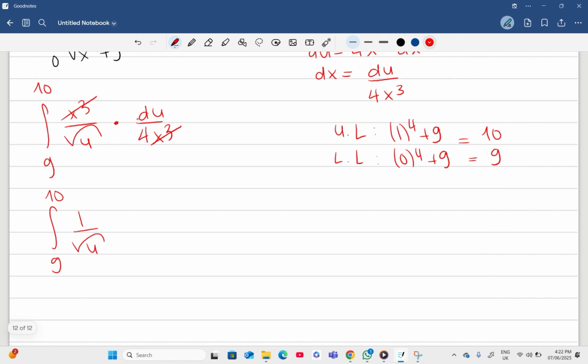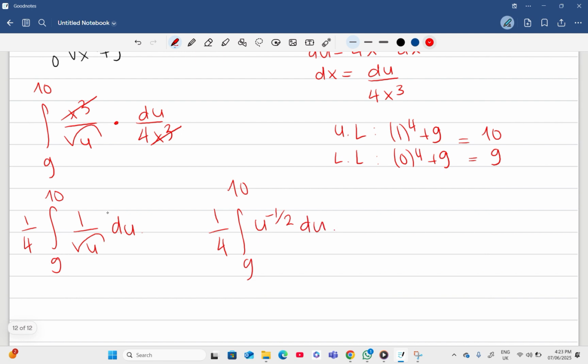This is the same thing as saying 1 over 4 du, so I'm going to take the 1 over 4 outside. Okay, again, this is the same thing as saying the integral from 9 to 10 of u to the power of negative half du.